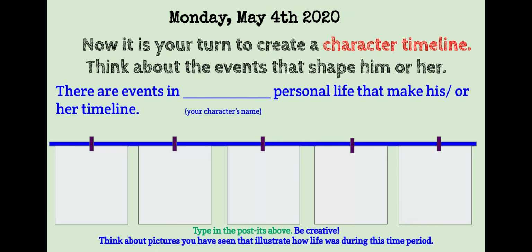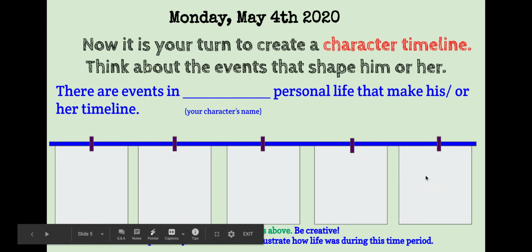So now it's your turn. You're going to create a character timeline. Think about the events that shape your character. You're going to write your character's name right here. And then on these Post-its, you're going to type the events in your character's life that you want to mention a bit from this moment.